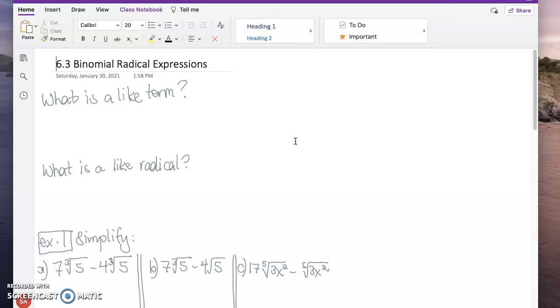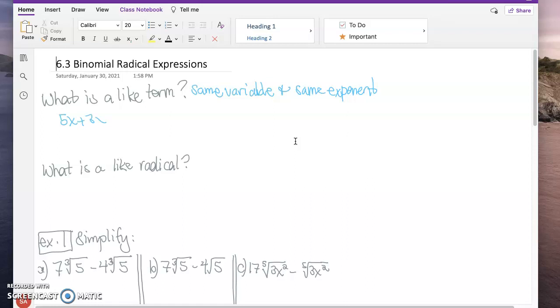A like term has the same variable and the same exponent. Some examples of like terms are 5x and 3x. We can add those together because they both have x to the first. We add the 5 and the 3 and we get 8.